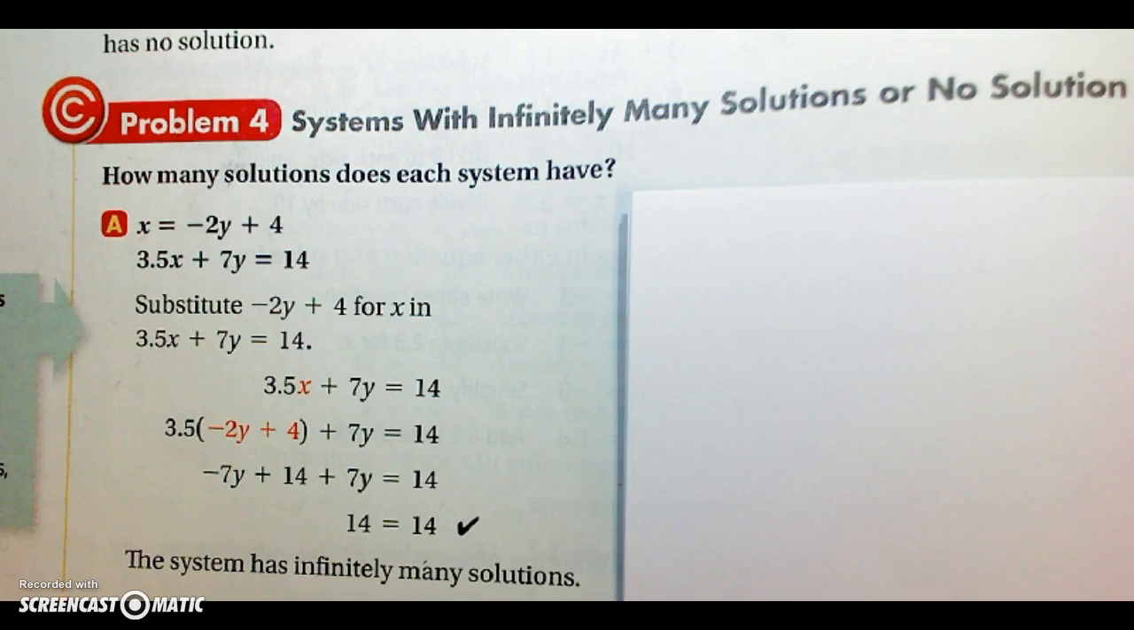Problem 4. Systems with infinitely many solutions or no solution. How many solutions does each system have? So here's our 2 equations that we're trying to find a system of solutions. So we substitute in the negative 2y plus 4 into the x of the other equation. So here it is getting substituted in. We distribute, and we notice we have negative 7y and 7y. And we end up with just 14 on the side, and we have 14 equals 14. When you run into that, the system has infinitely many solutions.